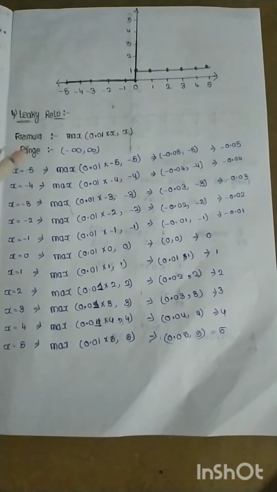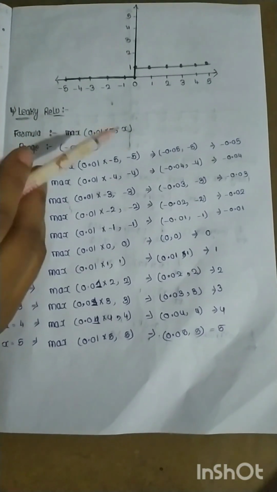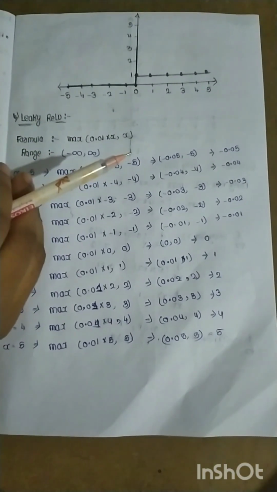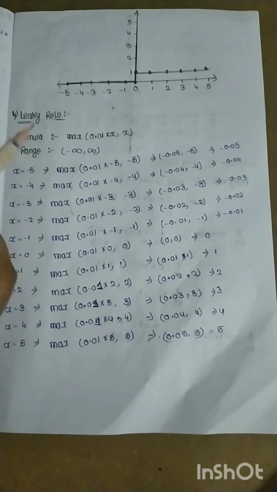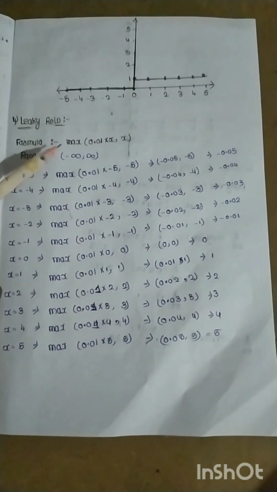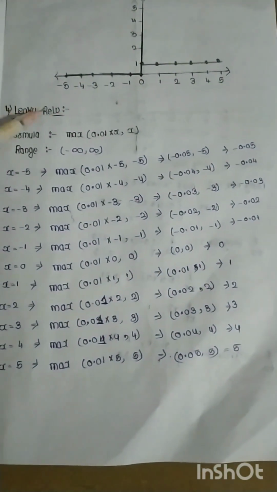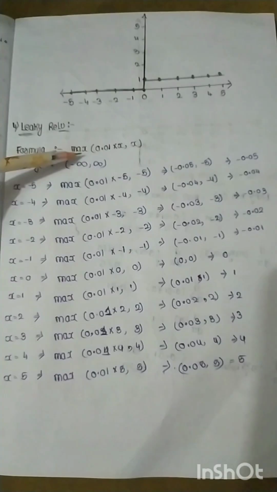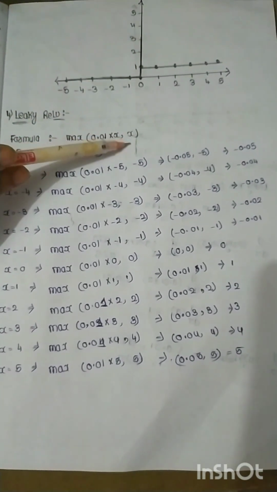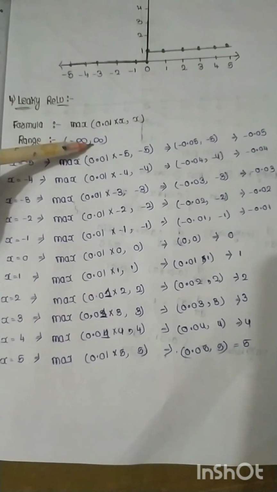Instead of making the neuron dead, it will give an output of some small value instead of making it exactly 0. That can help the neuron update its weights during training. The formula for the leaky ReLU activation function is max of 0.01 times x, comma, x. It uses a small alpha value, and the range of this function is minus infinity to infinity.